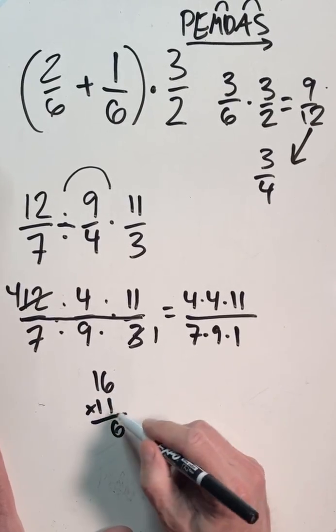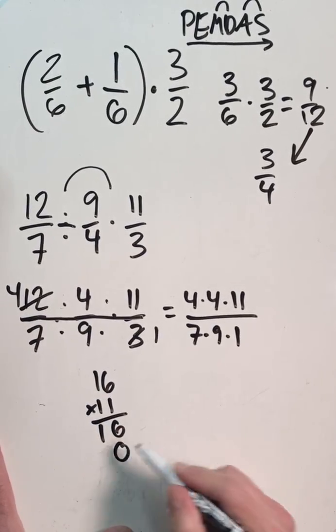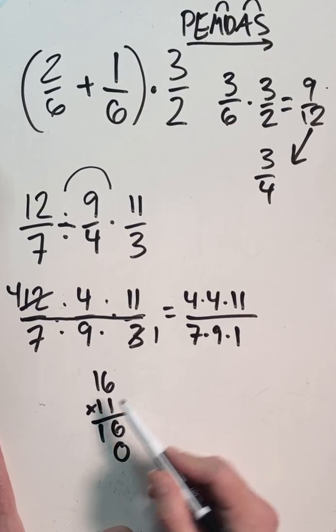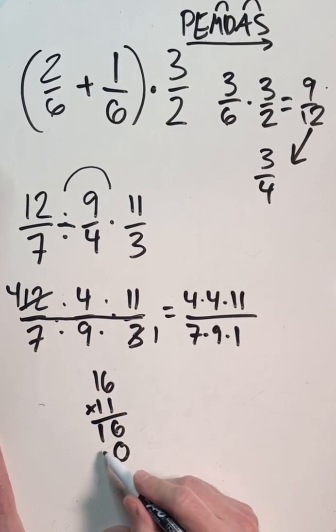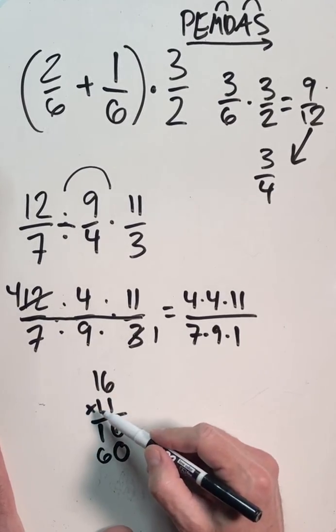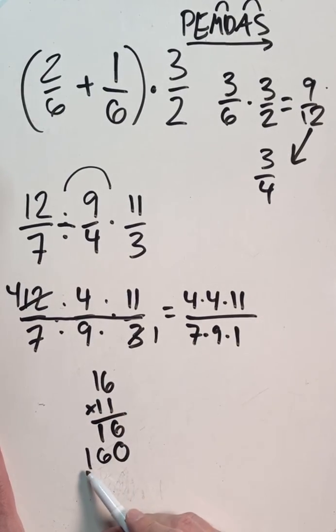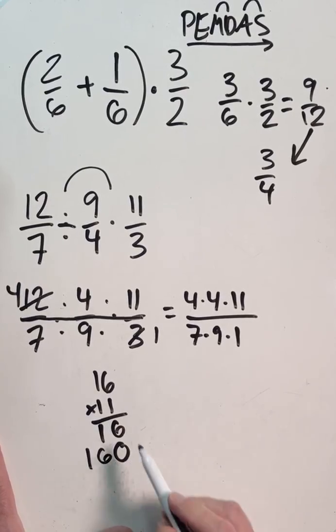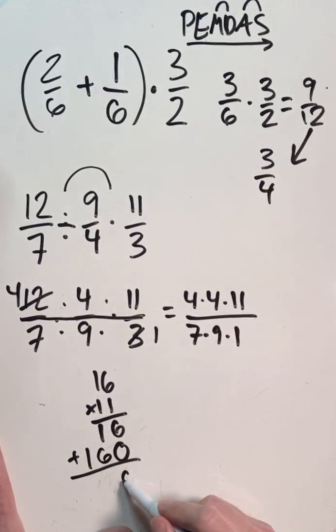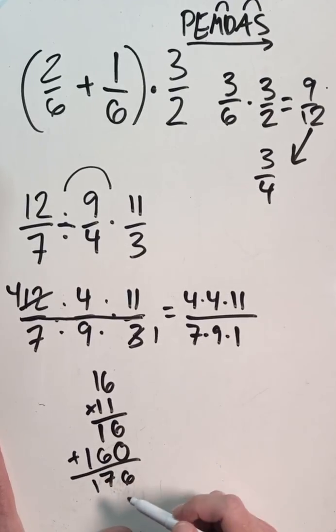6 times 1 is 6. 1 times 1 is 1. I'm going to put a 0 down because I'm now in the tens place. So I'm really multiplying 10 times 6, which is 60. There it is. And 1 times 1 is 1, but that's really 10 times 10, which is 100, which is why there's a 1 in the 100s place. And then when I add these up, I'm going to get 176.